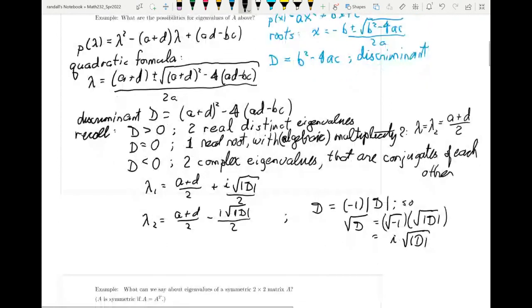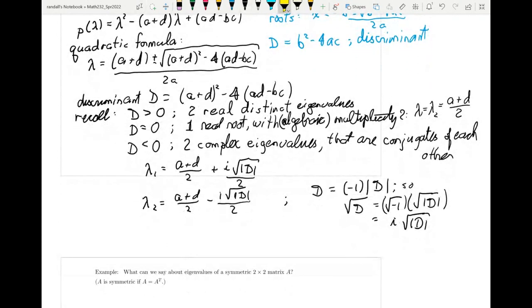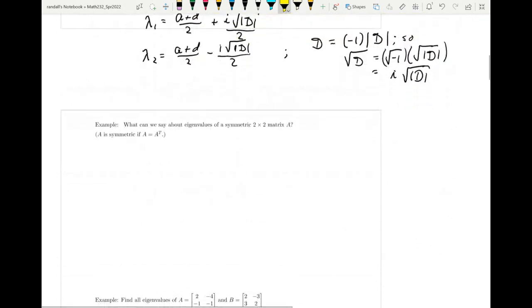Okay, so that's the possibilities here. We have two distinct eigenvalues, one real root with multiplicity 2, or two complex eigenvalues that are conjugates of each other. So these are the possibilities for 2 by 2 matrices. Let's look at some examples.